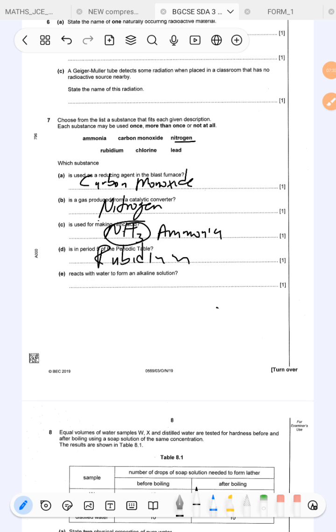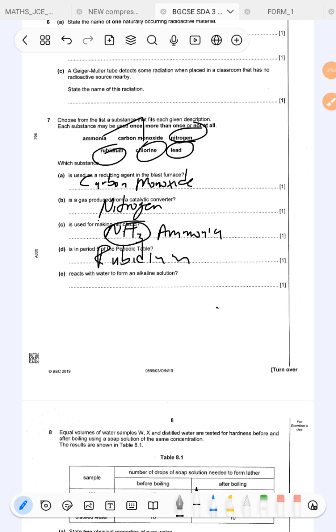Now the only possible answers there would have been these 3 answers: nitrogen, lead, chlorine, and rubidium, because they're the only elements there, whereas these 2 here are compounds. The only element that we find in group 5 in period 5 is going to be rubidium.